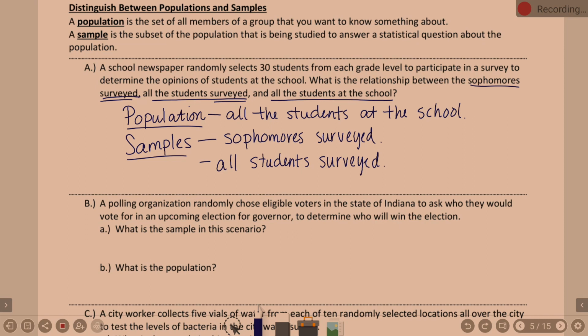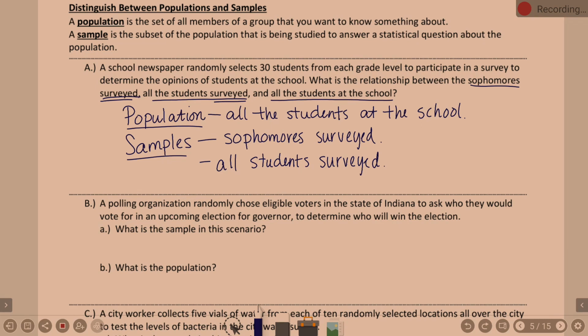Population of all eligible voters. If we're talking about they randomly chose eligible voters in the state of Indiana, so our population is going to be all eligible voters. If I want to be specific, in Indiana, right? So that's going to be our population. What about the sample? The random voters chosen, right? It's not a specific group or anything like that, but it's whoever randomly was chosen.